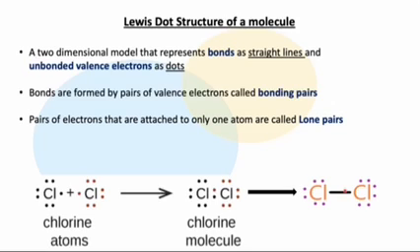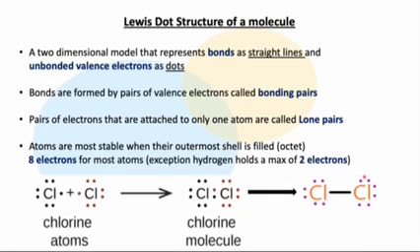Pairs of electrons that are attached to only one atom are called lone pairs. Lone pairs are the electrons that do not form bonds. Okay, so each two electrons are called a pair. So for this chlorine, for example, we have 1, 2, 3 pairs, 3 lone pairs.